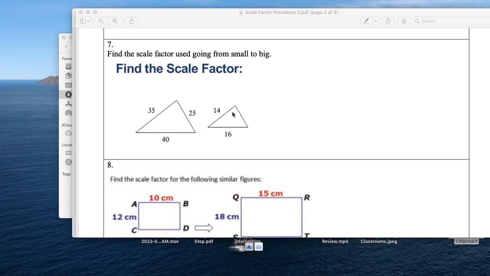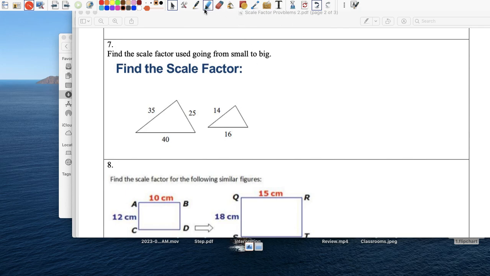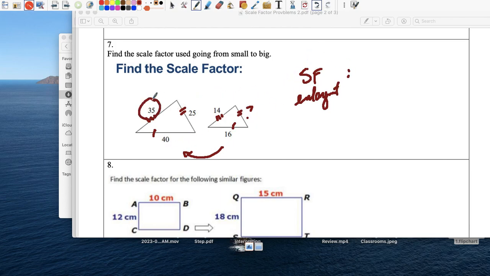Seven, find the scale factor. Okay, and we're going, which direction? Going this way. This matches with this matches with this, and this matches with this. So can't use this side over here because I'm missing that. So either use the 16 and 40 or the 14 and 35. So we're going from small to big. It's an enlargement. And it's an enlargement, so let's pick this guy over this one. 35 over 14, and you can leave it as such.